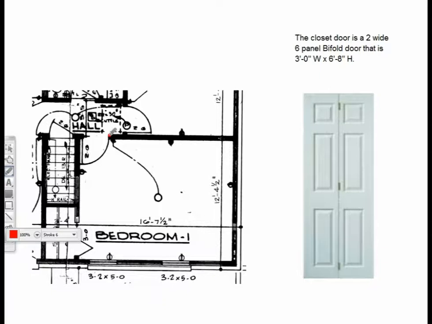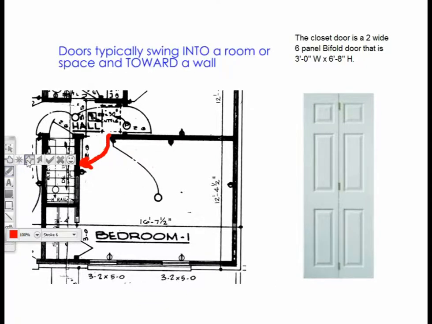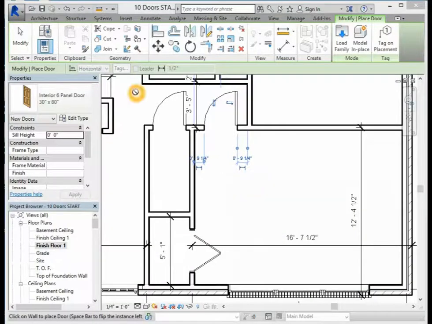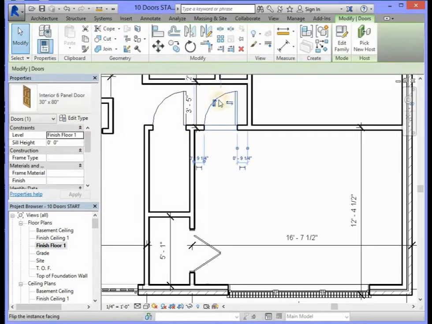This door should swing toward the interior wall here. So this door is going to swing into the room and toward this interior wall. In order to make this door swing into the bedroom 1, you are to select the vertical double arrows. Those arrows will make the door swing in to the room.